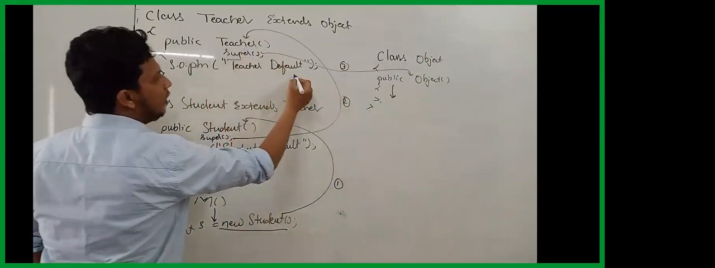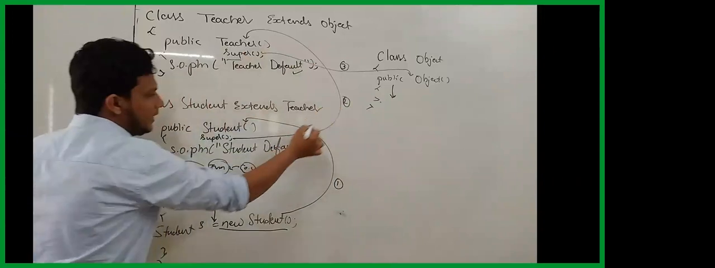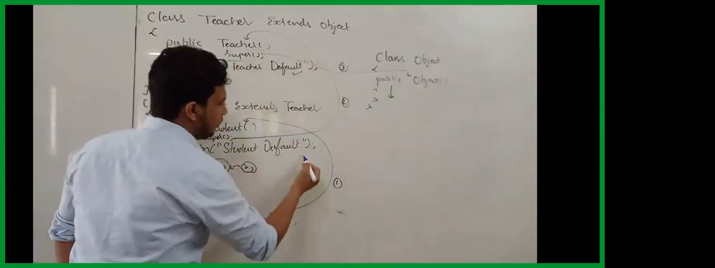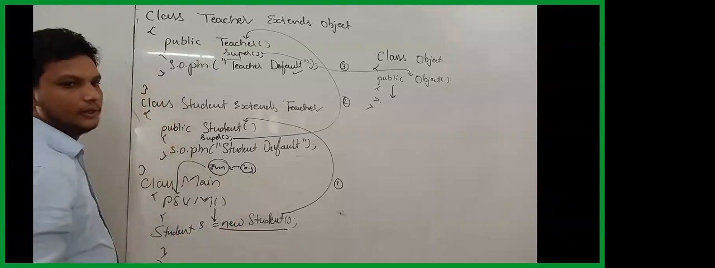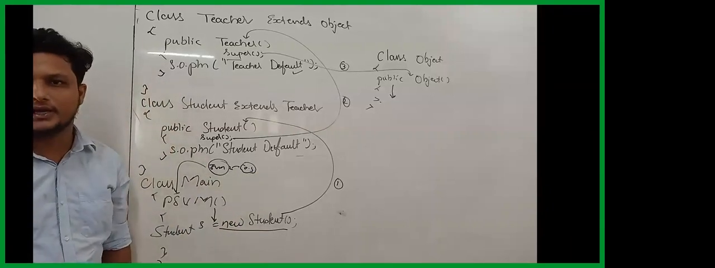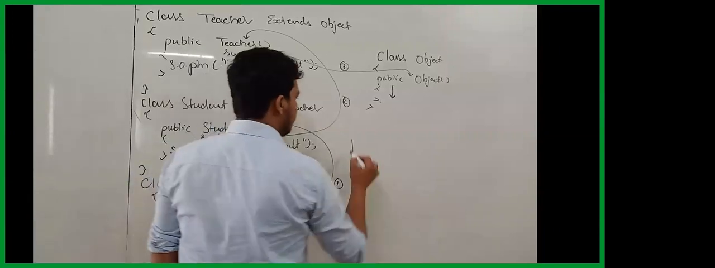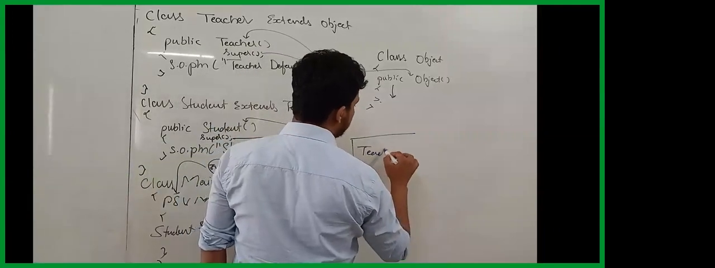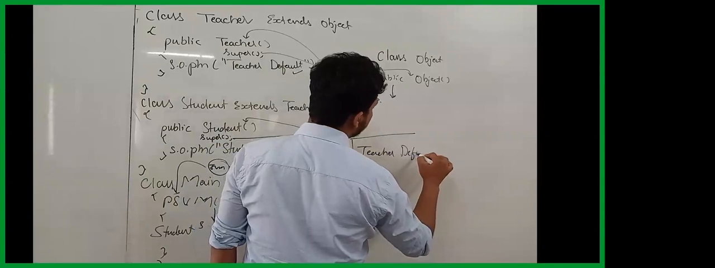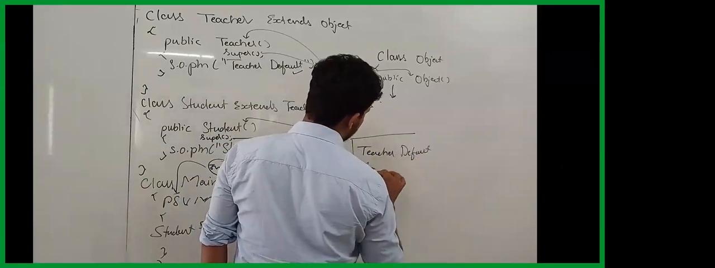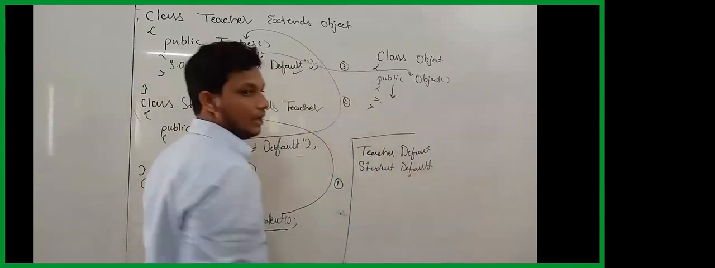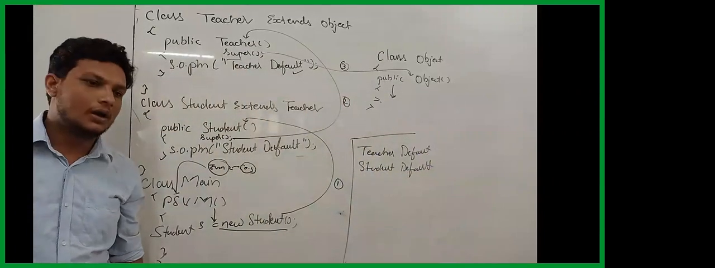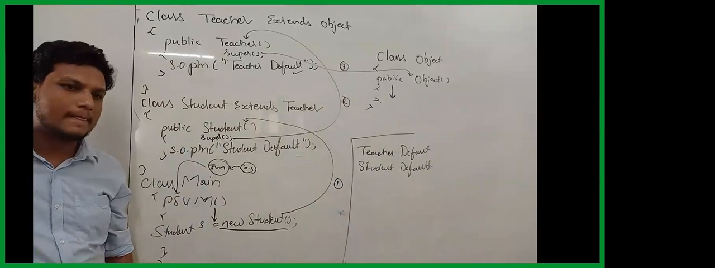It will execute Teacher default. Again it comes back to the same place and executes Student default. Again it comes back, nothing is left, and it goes back to this particular place. Got the clarity? So what is the output of this program? Teacher default and Student default. Am I clear? Online understood? Yes, sir. Okay.